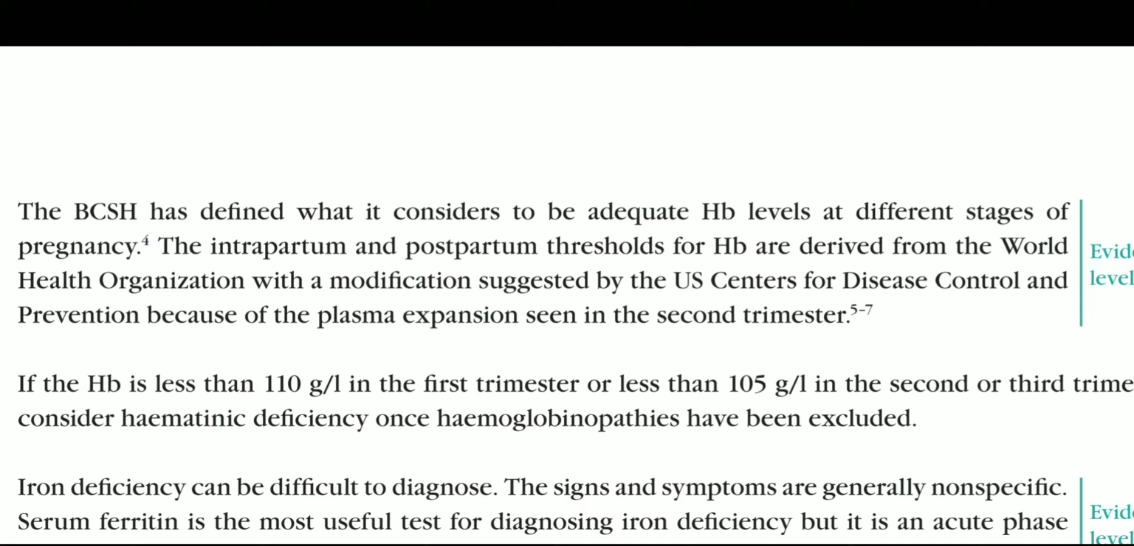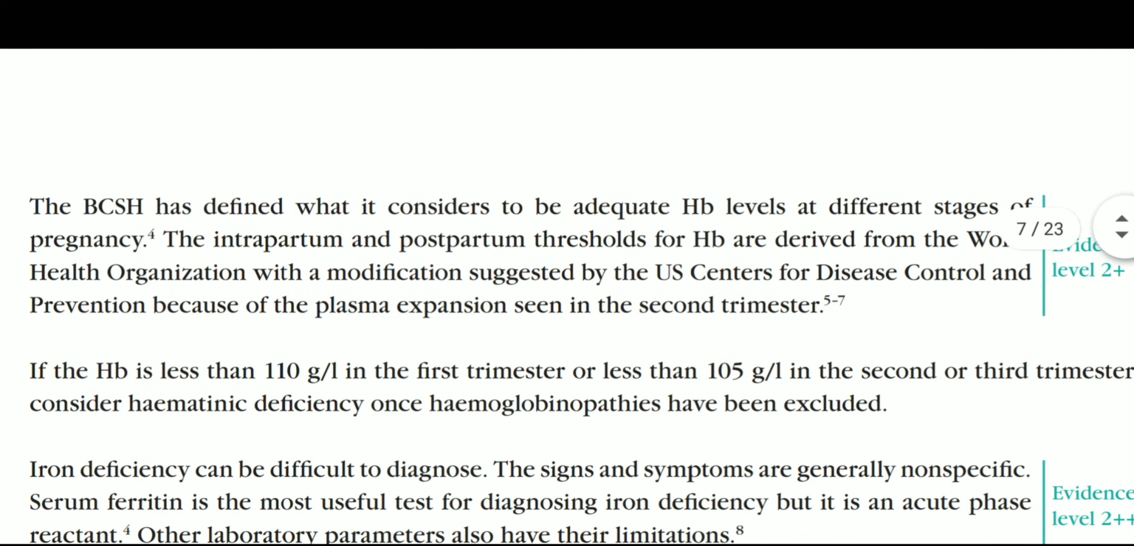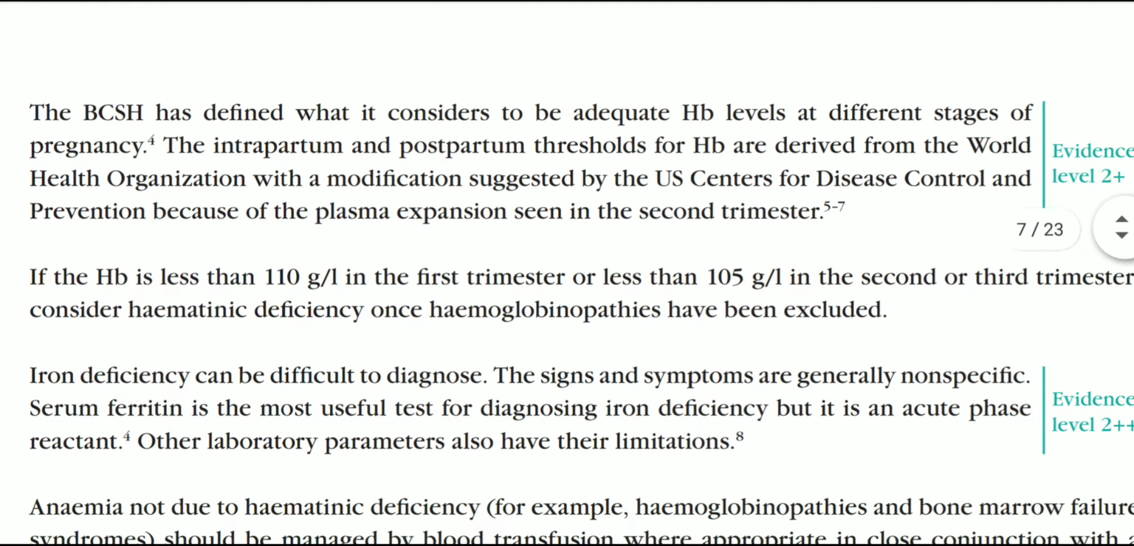If Hb is less than 110 g/L in the first trimester, or less than 105 g/L in the second and third trimester, consider hematinic deficiency once hemoglobinopathies have been excluded. The same thing is written here. And how is the diagnosis of iron deficiency done?